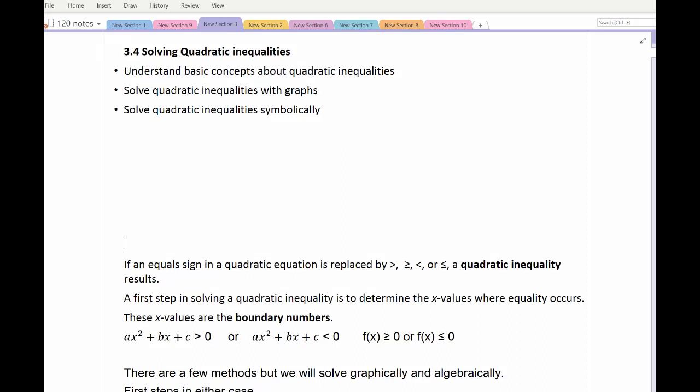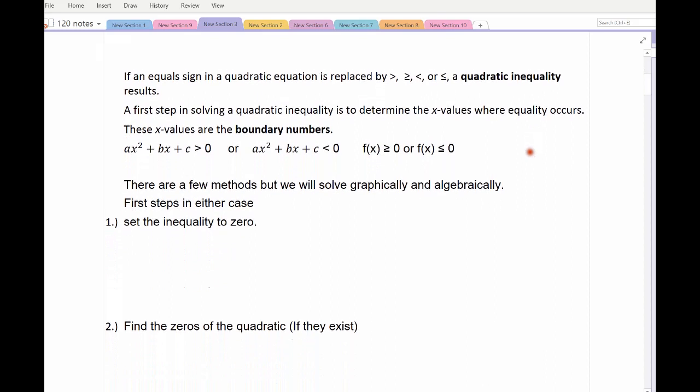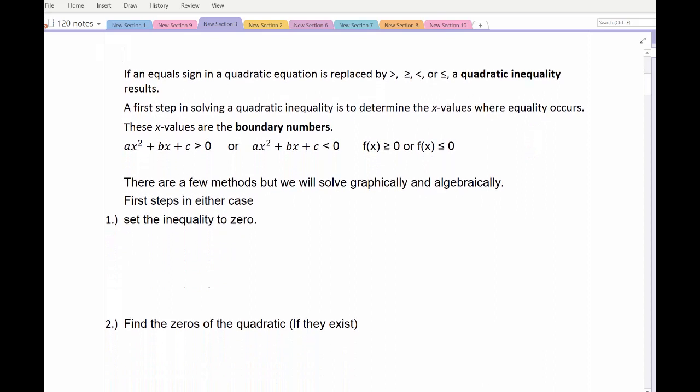All right, so understand the basic concepts of a quadratic inequality, solve it with graphs, and symbolically, which symbolically will involve a table. All right, so inequalities are when we are less than, greater than, less than or equal to, greater than or equal to examples.